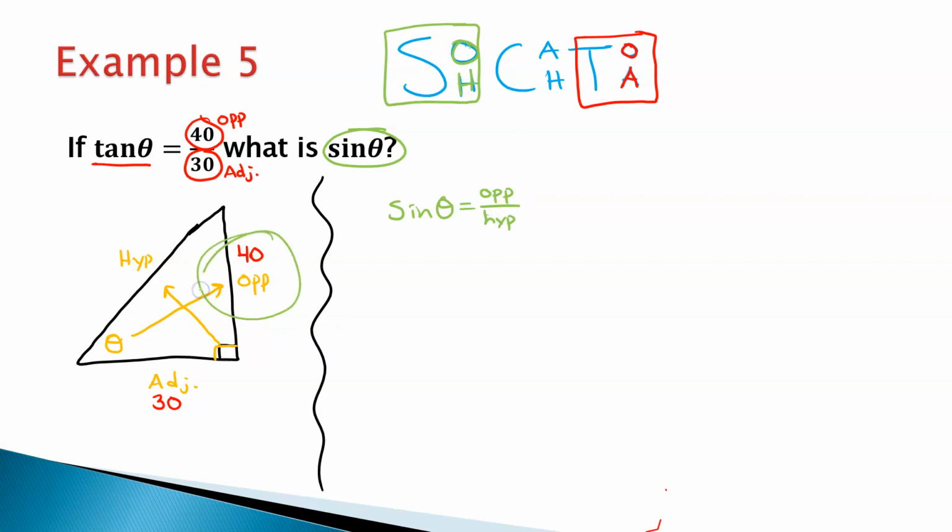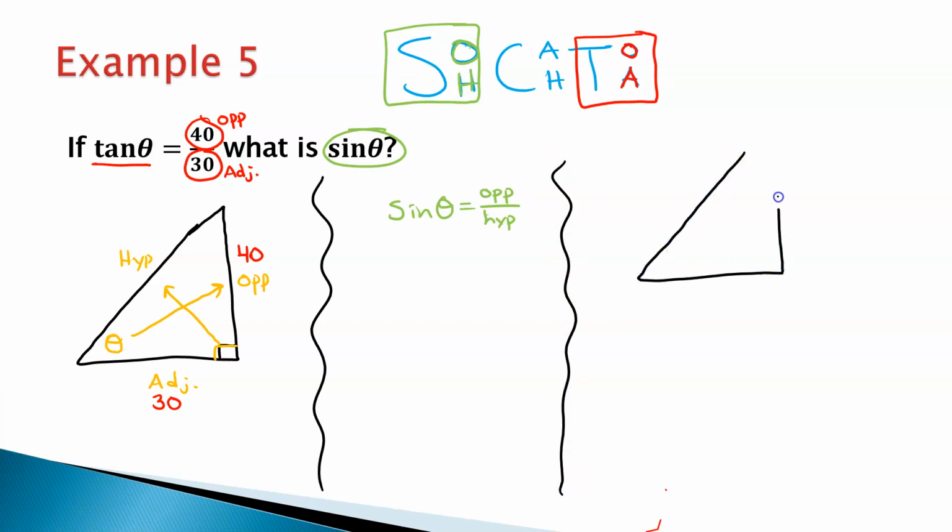Well, I know my opposite. My opposite is 40. That's great. I can quickly plug that in. Do I know my hypotenuse? Because I'm going to need my hypotenuse. I don't. So again, we have to do a little bit of side work here. It's just a quick Pythagorean theorem. And again, do you have to draw this triangle one more time?